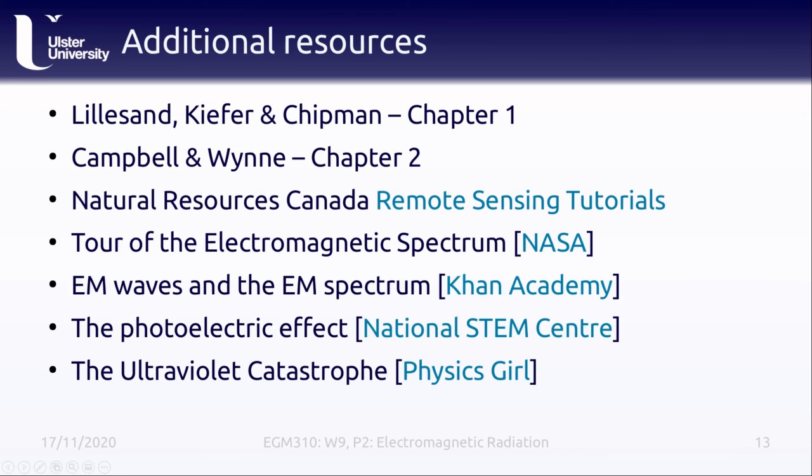You can read more about the topics that we've discussed here in the two textbooks, Lillesand, Kiefer, and Chipman, Chapter 1, or Campbell and Wynne, Chapter 2, or read more about it from the Natural Resources Canada Remote Sensing Tutorials. I've also included links that cover some of the extra topics that we didn't get into, like the photoelectric effect and the ultraviolet catastrophe, which goes into some more detail about blackbody radiation and the history of its study.